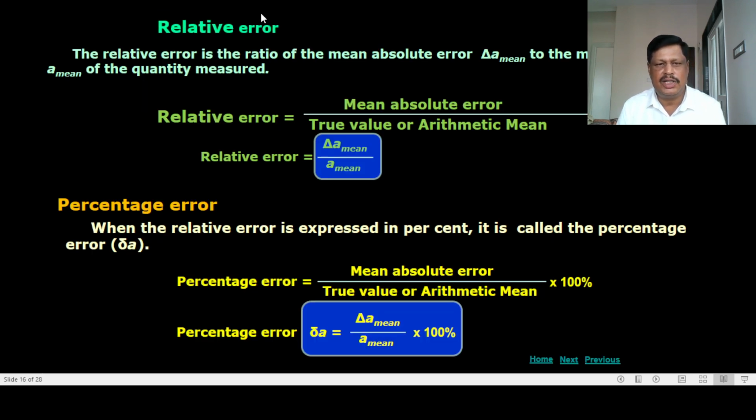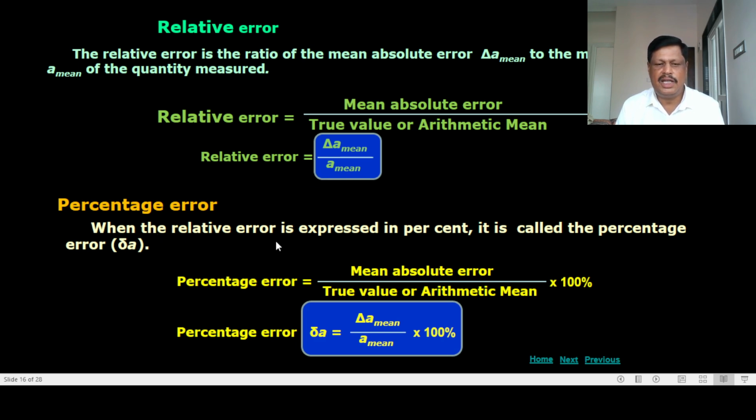Next, we will discuss what relative error and percentage error are. The relative error is defined as the ratio of the mean absolute error, that is delta A mean, to the mean value A mean of the quantity measured. So relative error is equal to the mean absolute error over the true value or arithmetic mean. That is, relative error is equal to delta A mean over A mean.